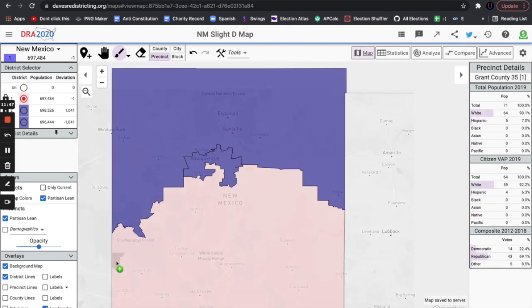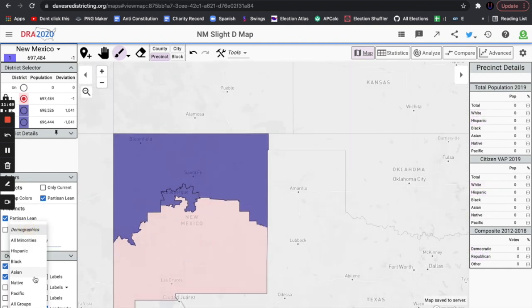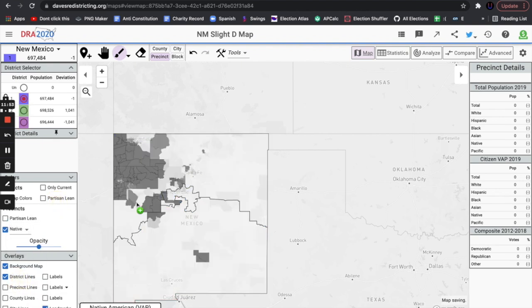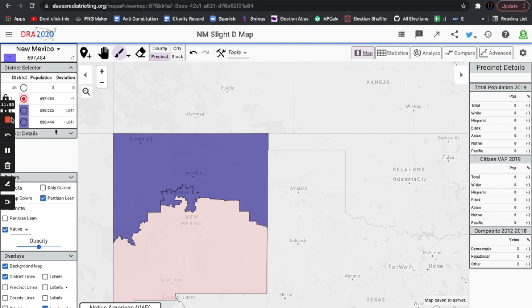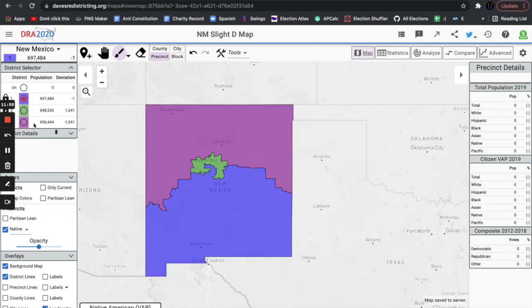It keeps Native American reservations together, I believe. If not, that would be embarrassing on my part, because this map was meant to be as realistic as possible. Yeah, it does. Oh, wait, no, it does not. Oops, I gotta fix one thing, guys. Hold on. Let's fix this so you get to see some live action.